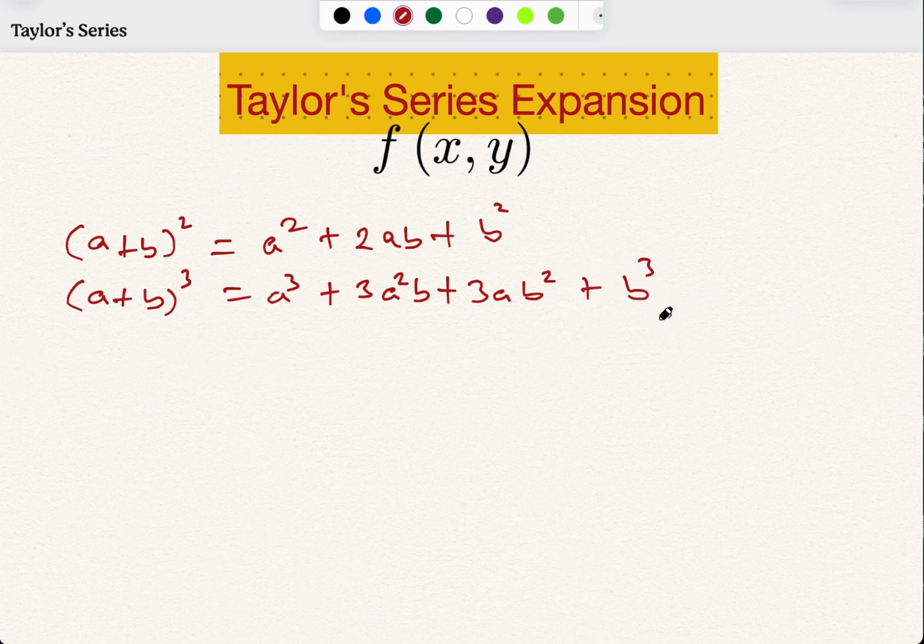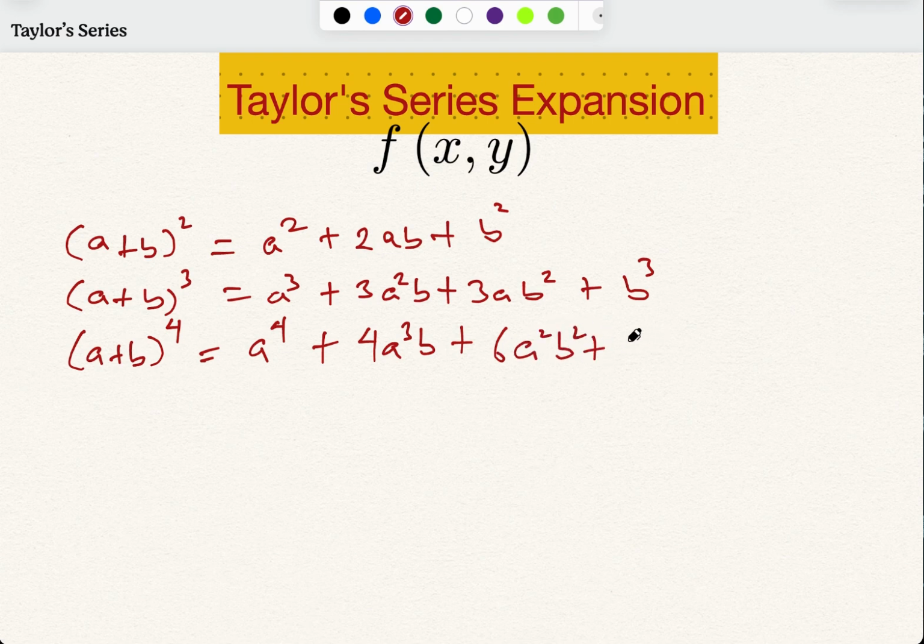By the way, if you struggle with binomial expansion, I believe if you're doing Taylor series expansion for a function of two variables, you should know what binomial expansion is. So in case you want me to make a special video on teaching binomial expansion, then you can let me know in the comments. I'm going to be stopping at just power 4, (a plus b) raised to power 4, that is a raised to power 4 plus 4a raised to power 3 b plus 6a squared b squared plus 4a b raised to power 3, then finally b raised to power 4.